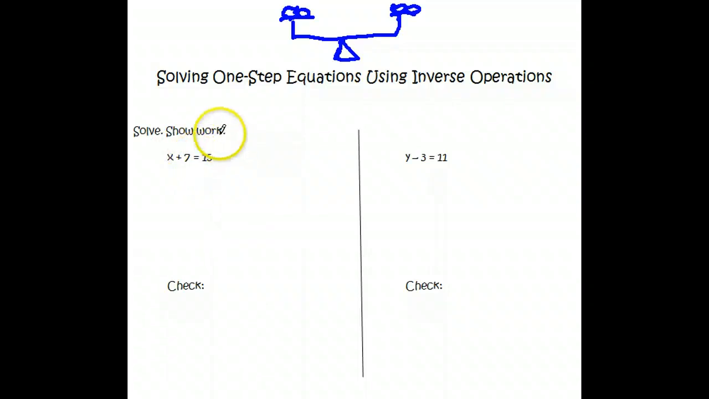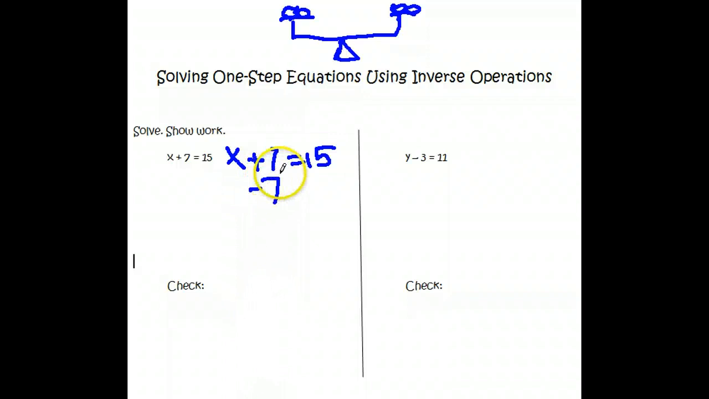All right, so let's take a look at this first equation. X plus 7 equals 15. I'm going to copy that down because I never want to do my work on the problem itself. I always want to rewrite that problem. All right, so we have x plus 7. Adding is our operation. We want to do the inverse of adding. That'll be subtracting. So right underneath plus 7, I'm going to write minus 7.